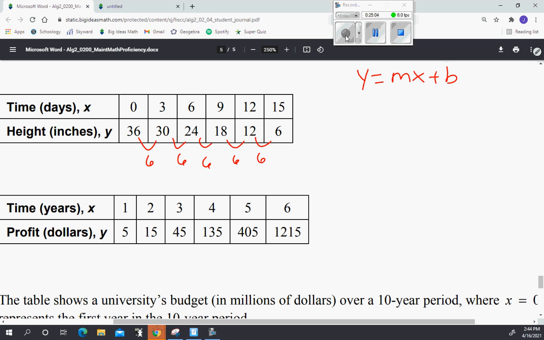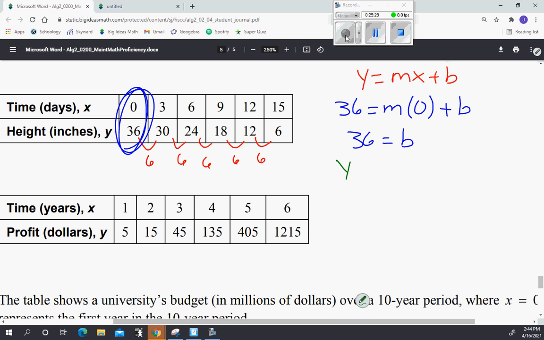Okay. We can plug in any two points for x and y. I like small numbers, so I'm going to plug 0 in for x and 36 in for y. Anything times 0 is 0, so I get 36 equals b, which is awesome. So that's part of my equation. Y equals mx plus 36.